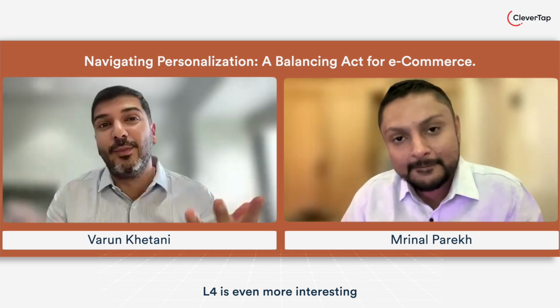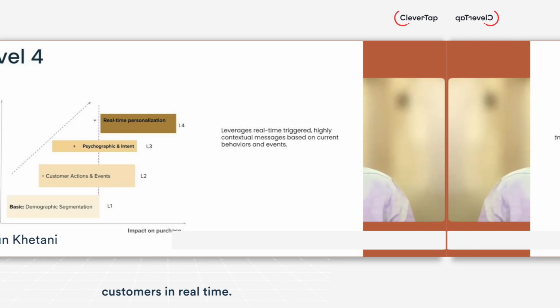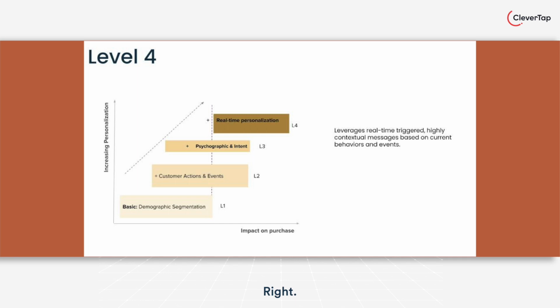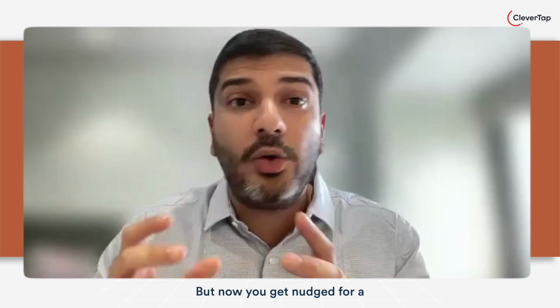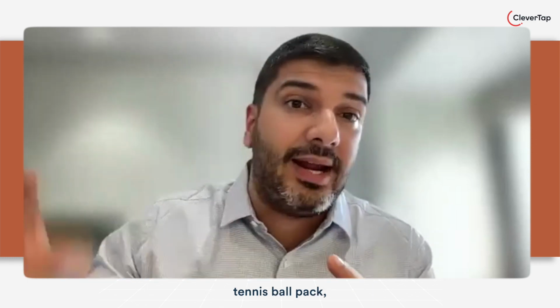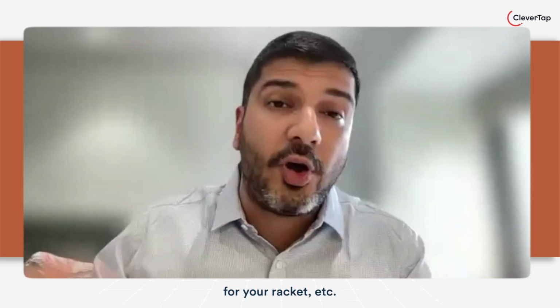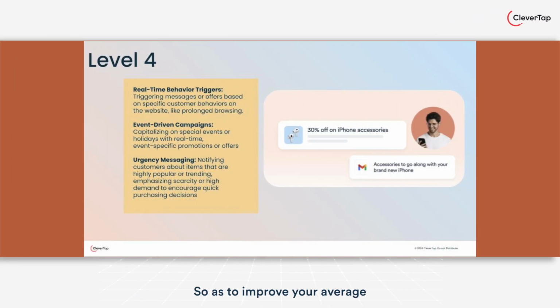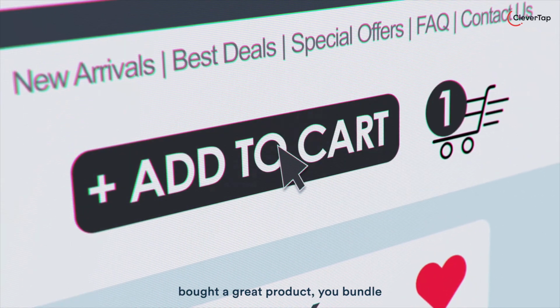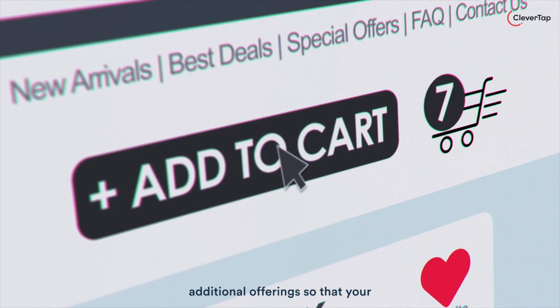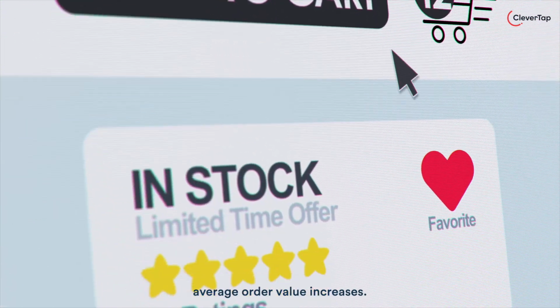L4 is even more interesting, where you actually target customers in real time. For example, you might have actually completed your purchase of that tennis racket, but now you get nudged for a tennis ball pack, a shock absorber, a grip for your racket, etc., so as to improve your average order value. So actually, it is in that real time when you know that you bought a great product, you bundle additional offerings so that your average order value increases.